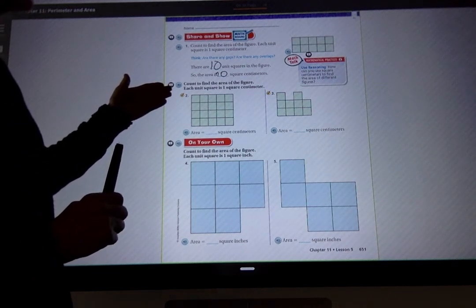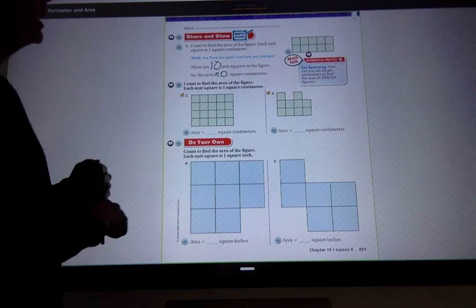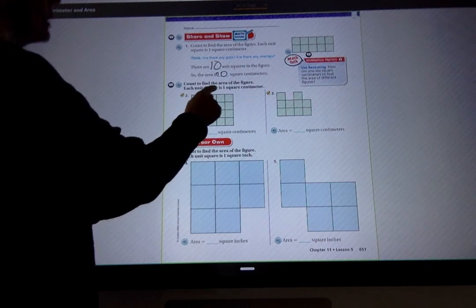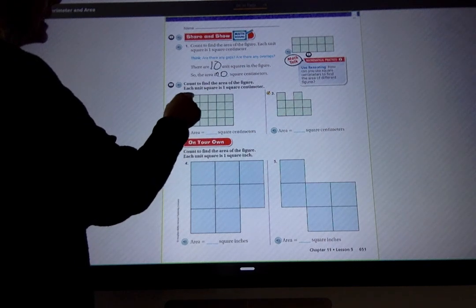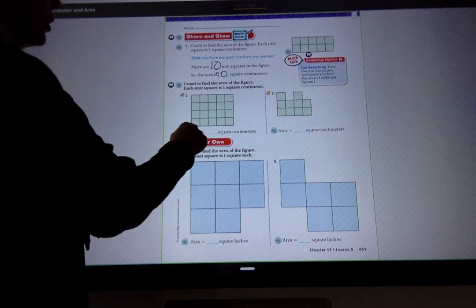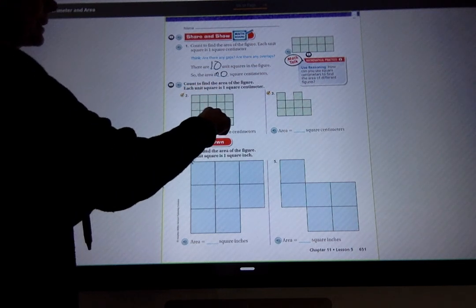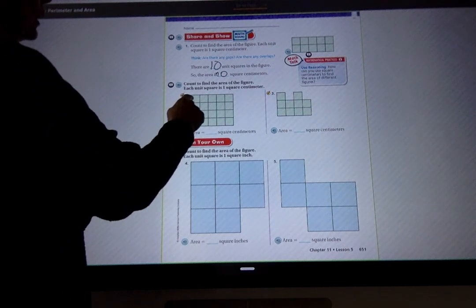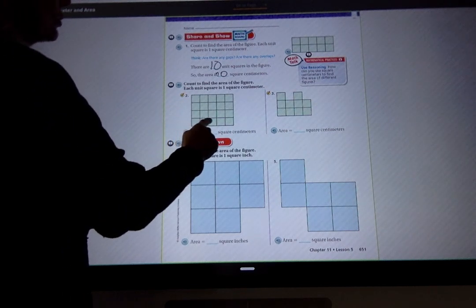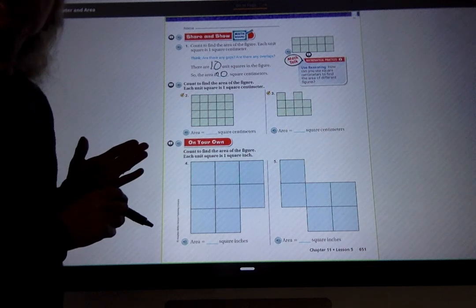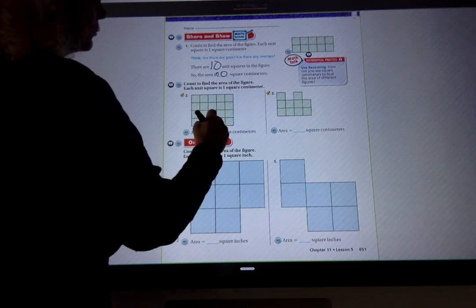Count to find the area of the figure. Let's see, we can count 1, 2, 3, 4, 5, 6, 7, 8, 9, or we could count 4, 8, 12, 16, or we could count 1, 2, 3, 4 times 1, 2, 3, 4, 5. Whichever way we do it, we're going to end up with 20.